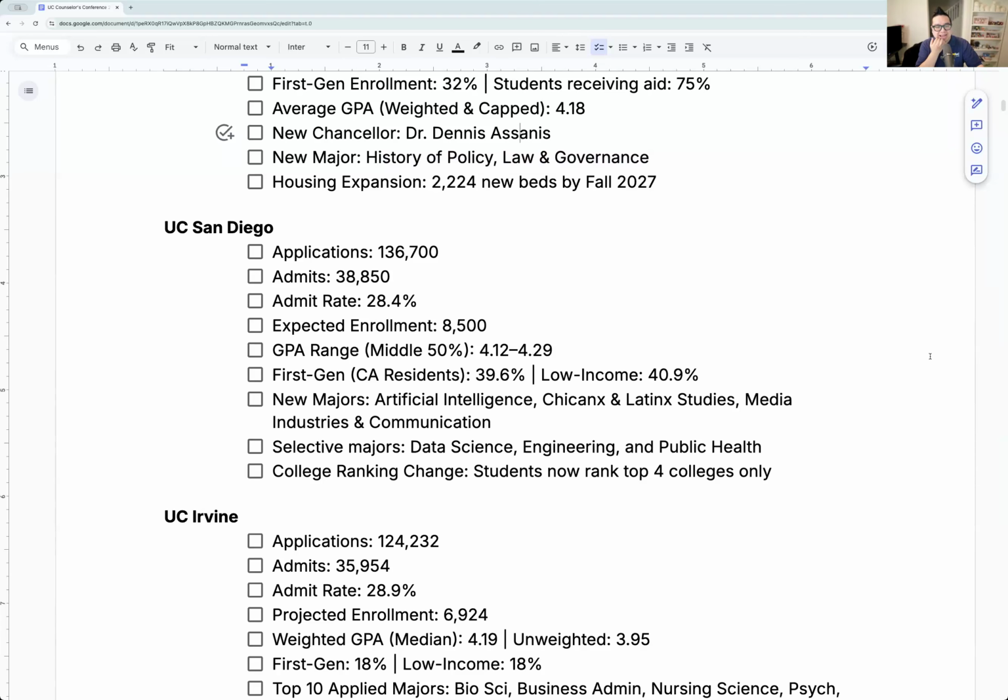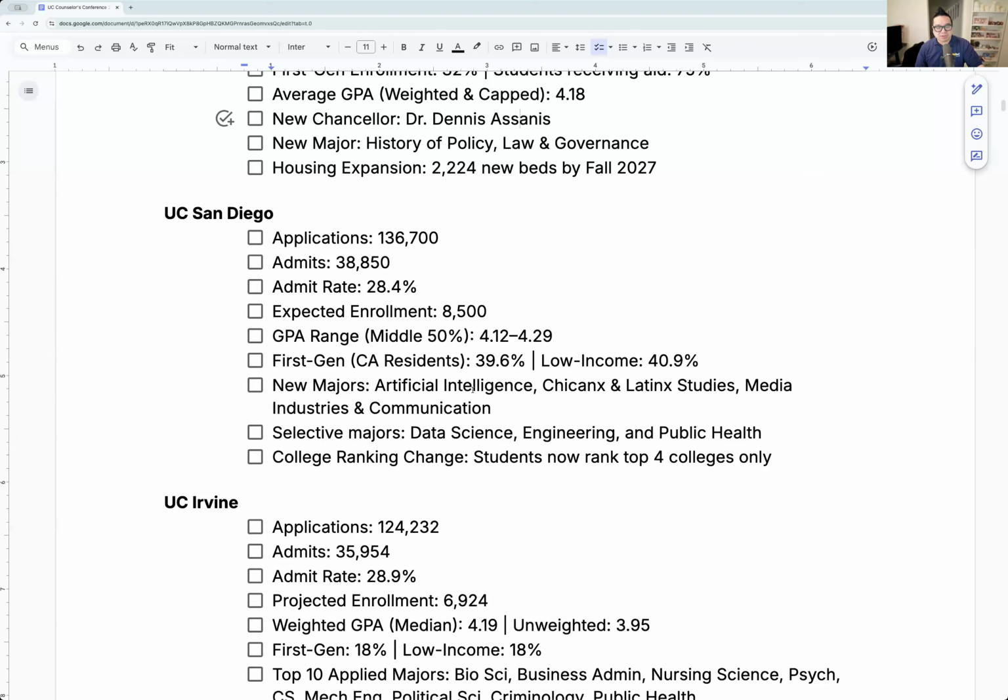Next school is UC San Diego with a 28% admit rate here. They are doing new majors. They are the first UC with a dedicated AI major. Also Chicano Studies and Media Industries Communications. These are their selective majors, the competitive ones if you're applying to the school: data science, engineering, public health.